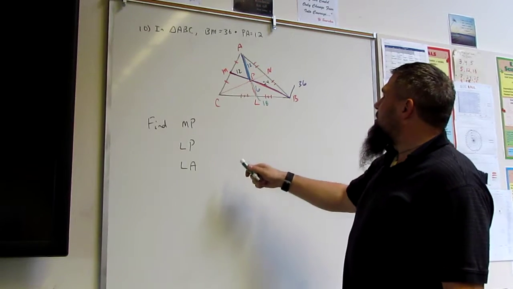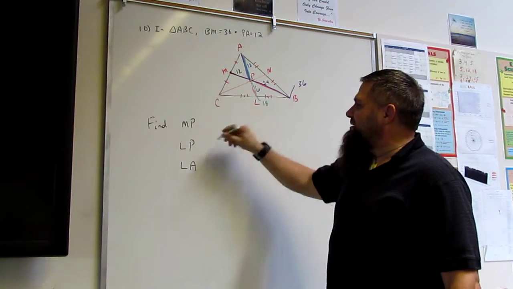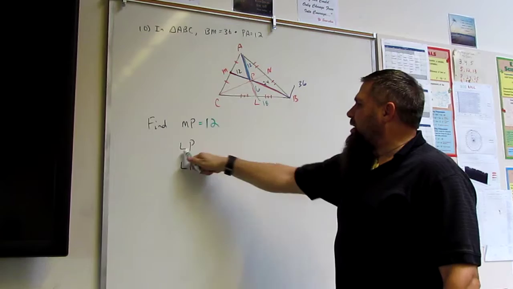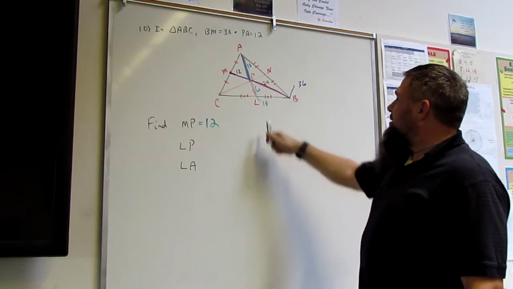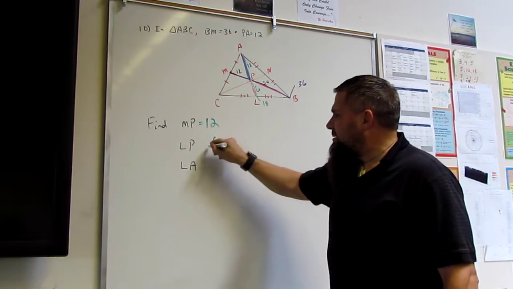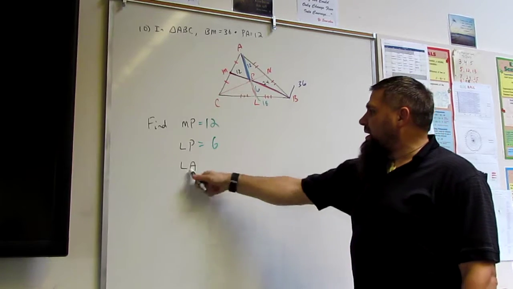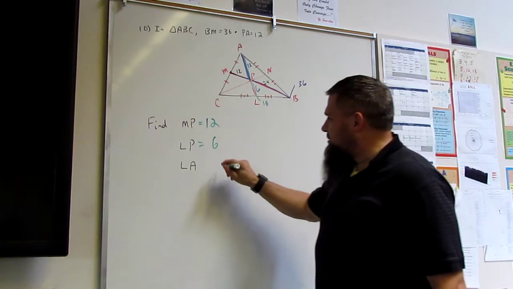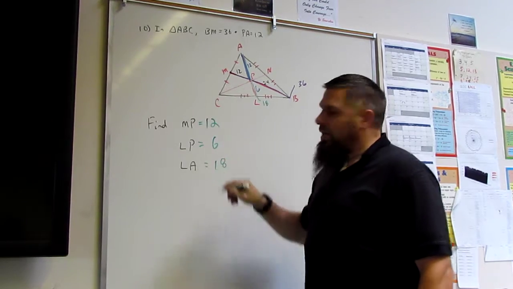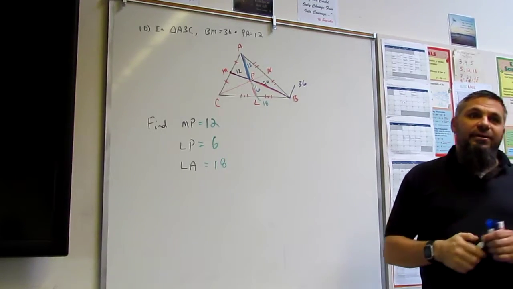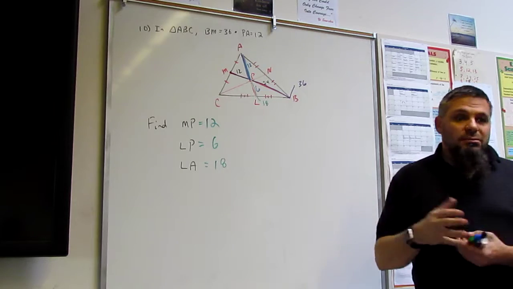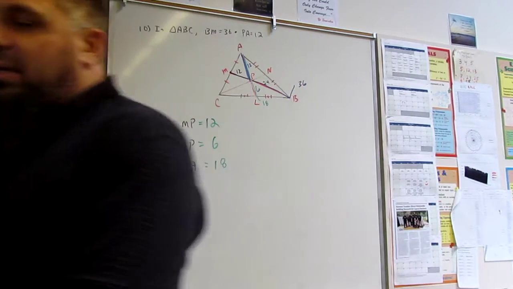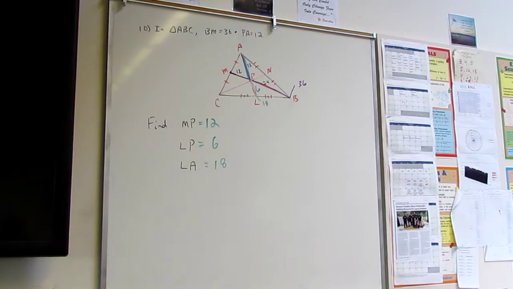Alright, so let's try to answer some questions here. MP. MP is 12. LP. LP is 6. And LA, it's in California, 18. Okay? Really easy stuff here. As long as we understand breaking it in thirds, we're good.